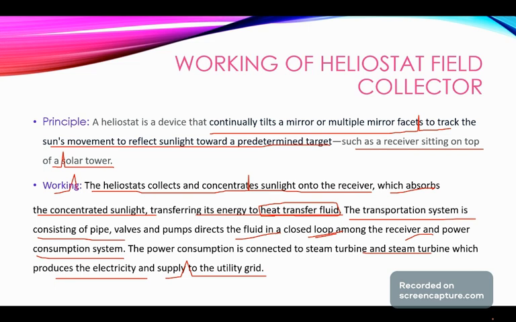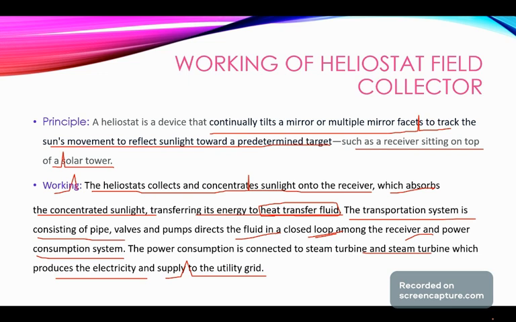Now, let me tell you about the working of the heliostat field collector. The principle is that a heliostat is a device that continually tilts a mirror or multiple mirror facets to track the sun's movement and reflect sunlight towards a predetermined target, such as a receiver sitting on top of the solar tower. That means the heliostat is the orientation of the mirror in such a way that it tracks the sun's movement and reflects the sun rays towards the receiver.